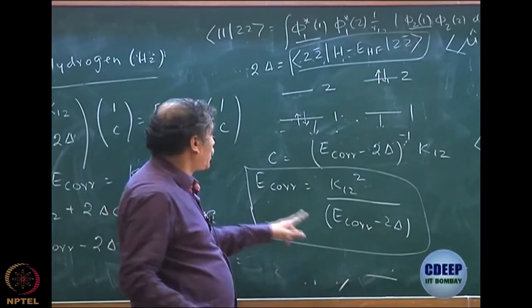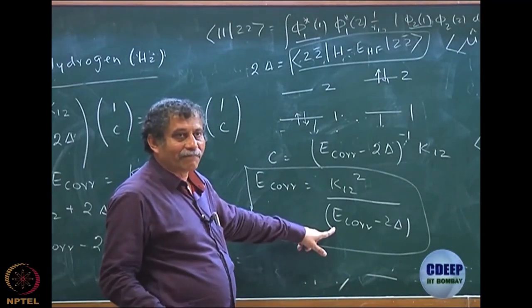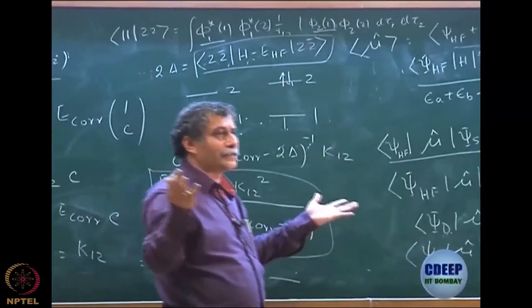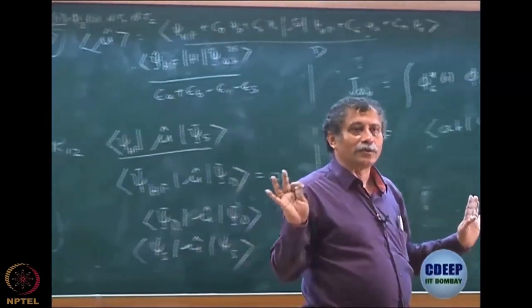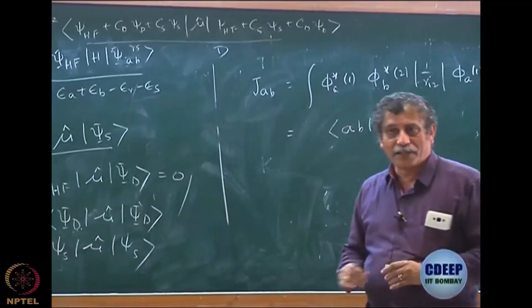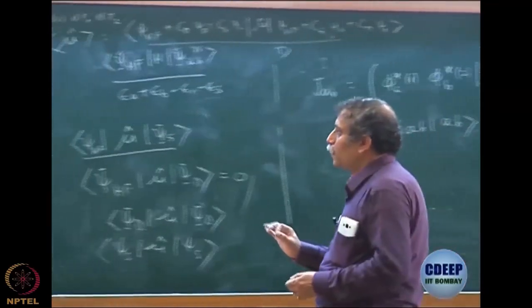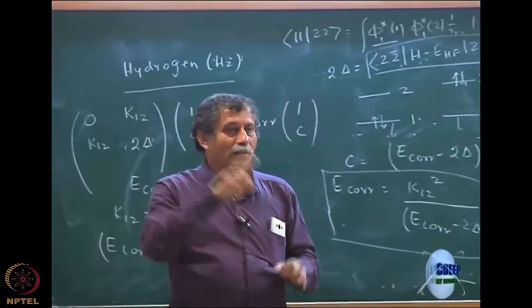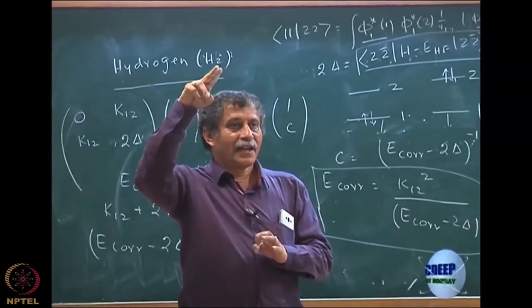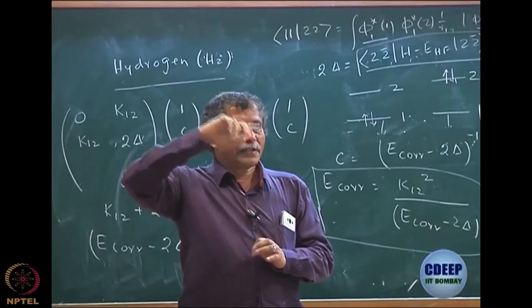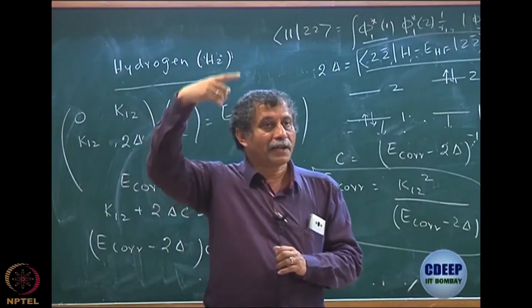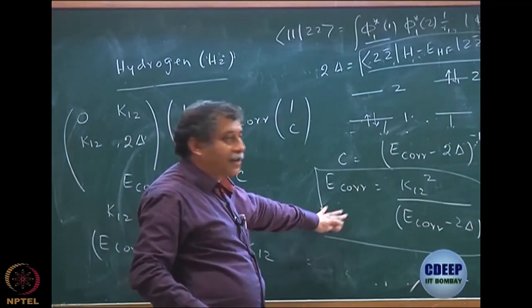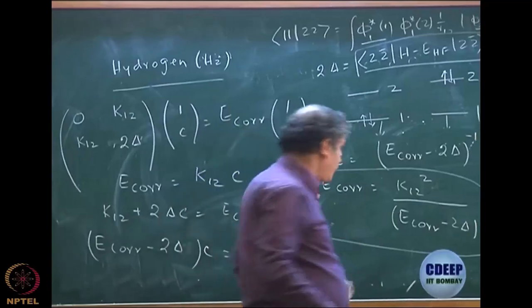This is very trivial because you can just write a quadratic equation. There is only one number: E correlation into E correlation minus 2 delta equal to K1,2 square, and you solve it. It's a quadratic equation, take the lowest root. I hope all of you will be able to solve this. Give me the actual correlation energy for the lowest root. Again, I have a two-basis problem, so I will get two roots: one ground state, another first excitation. Because it is a linear variation, each of these roots will be an upper bound. Remember again the MacDonald theorem. I am of course interested in the lowest root. So, if I ask you to find the lowest root, you should be able to find it from here.